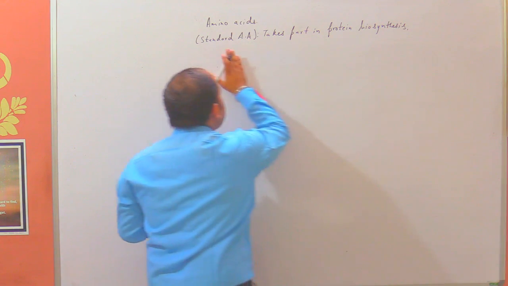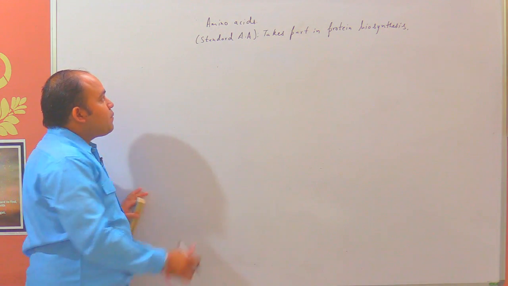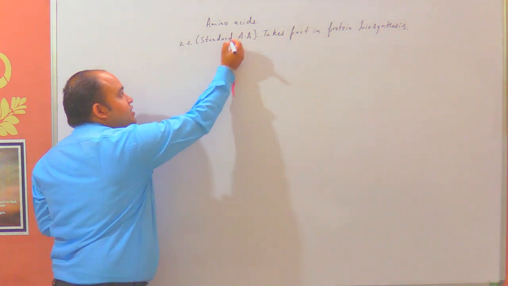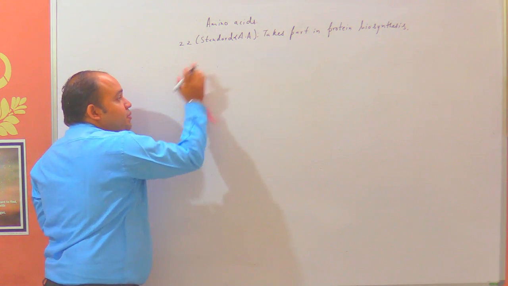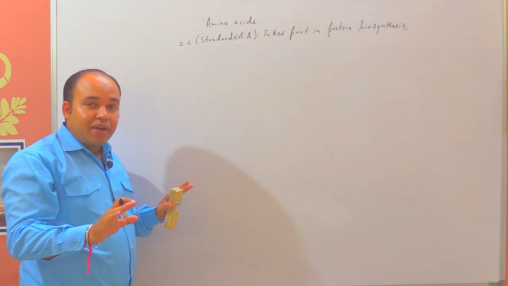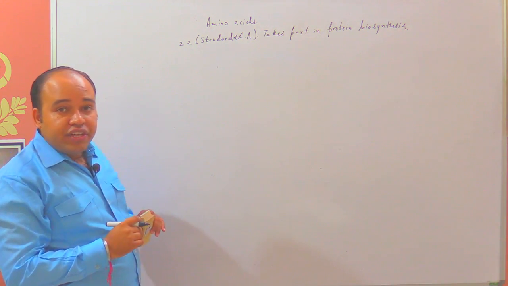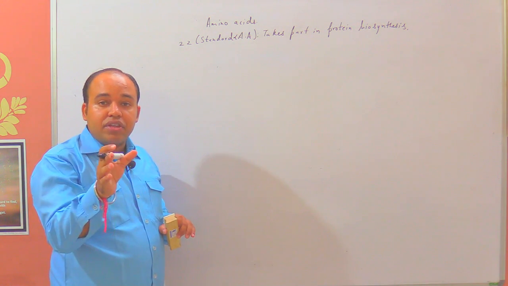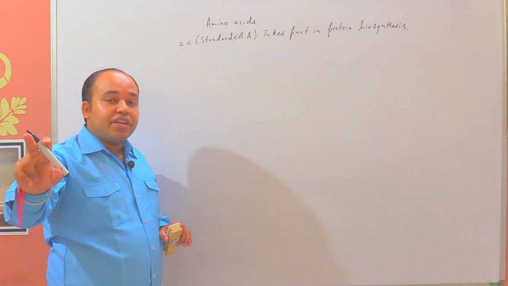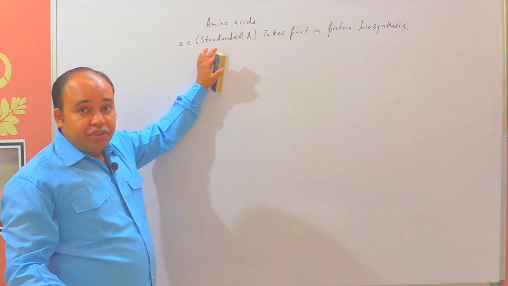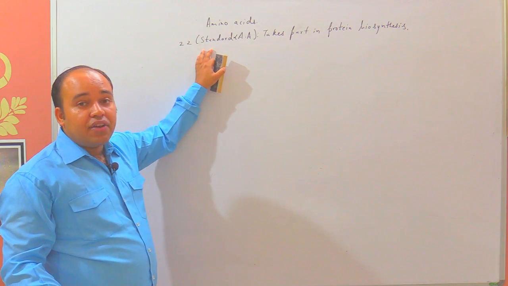See, more than 300 amino acids have been discovered, but there are only 22 standard alpha amino acids in nature, because these are the amino acids that take part in protein biosynthesis. Other amino acids do not take part in protein biosynthesis. For example, ornithine and citrulline are amino acids found in the urea cycle, but they never take part in protein synthesis.